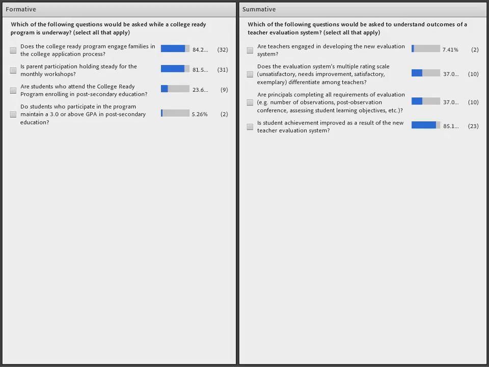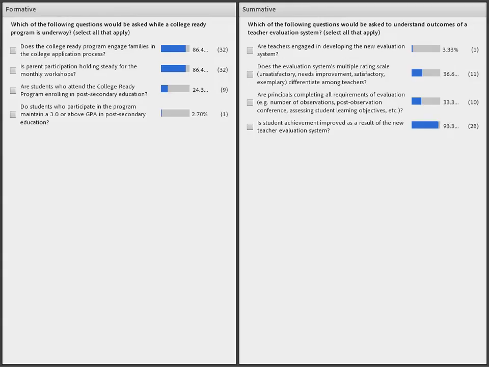And then we have a few people thinking about the College Ready program enrolling in post-secondary education as a formative type of question. We had imagined that as an outcome-related question because, if you read the case, this might be more clear to you, the College Ready program is focused on secondary students, and so that enrollment is sort of an outcome or a goal of the program.